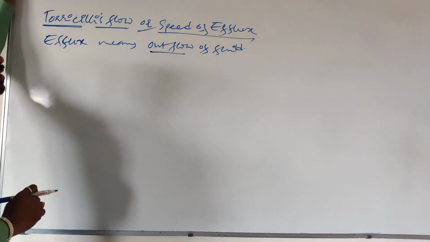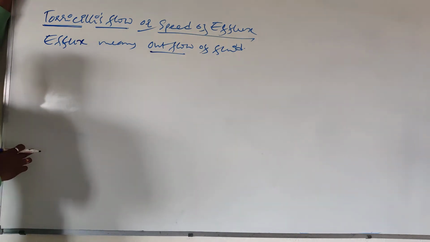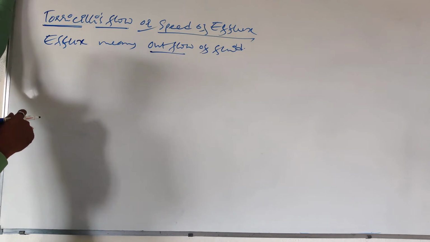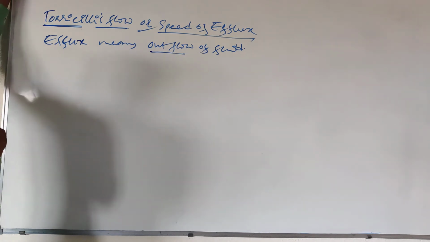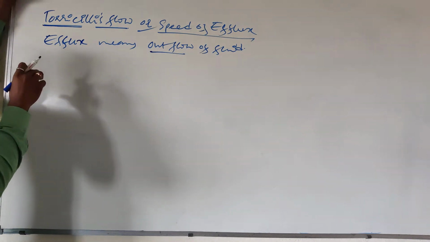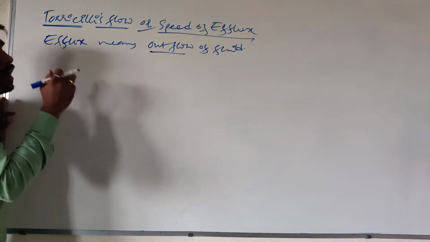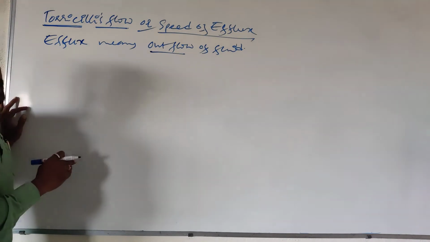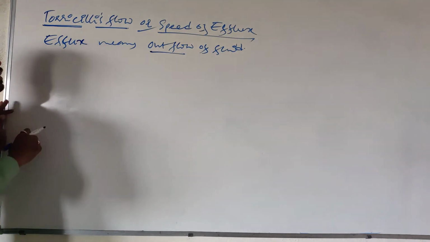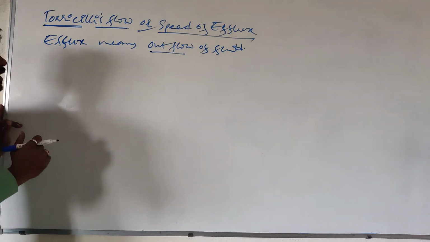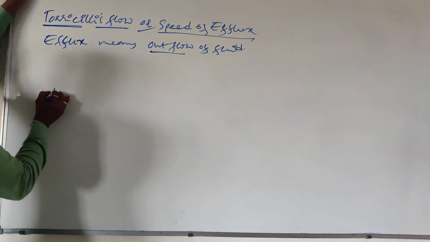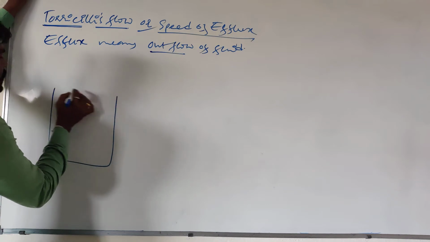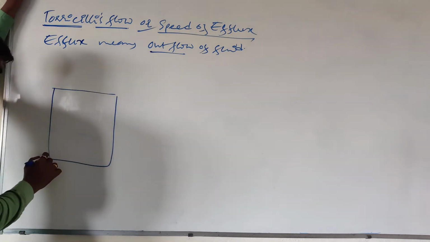So here Torricelli, what he found is that outflow of fluid can be done, and how much speed it will take when going out, he found out, right? Here there is a cylinder, right? There is a cylinder.